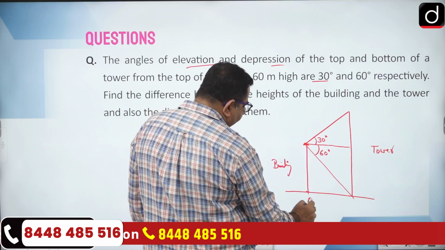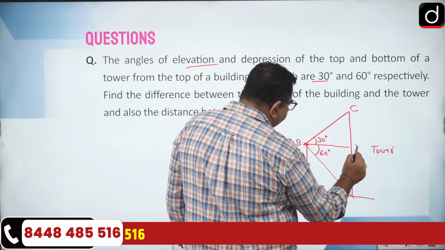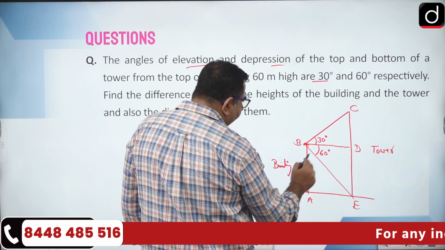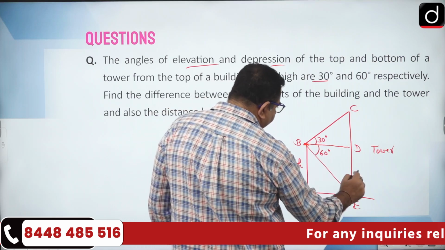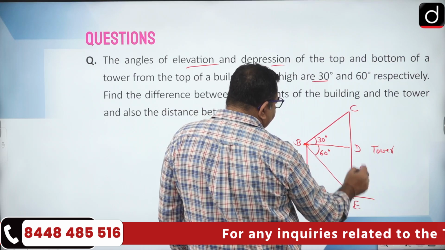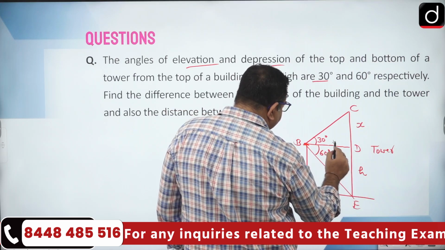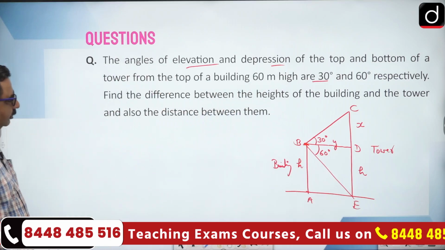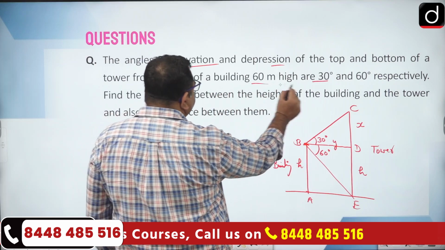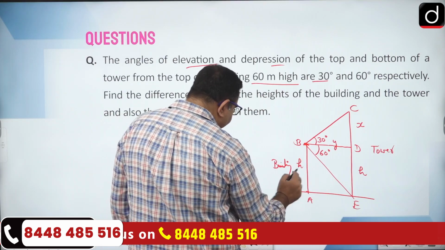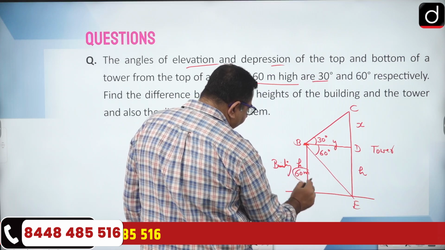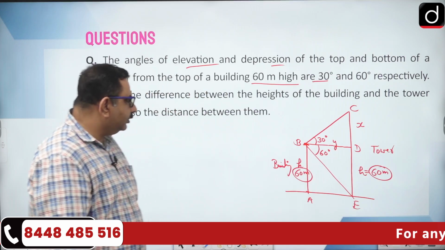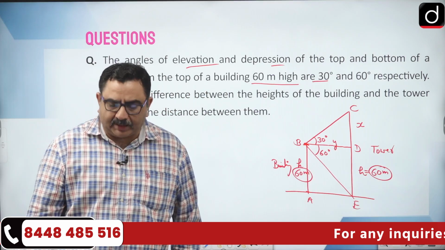So let's say these are points A, B, C, D, E, right? Suppose the height of the building is h, so this is also h, right? Then this is, let's say, x, and let's say this distance is y. The top of the building is 60 meter height, so this h is given as 60 meters. So the only thing we need to find is x and y.